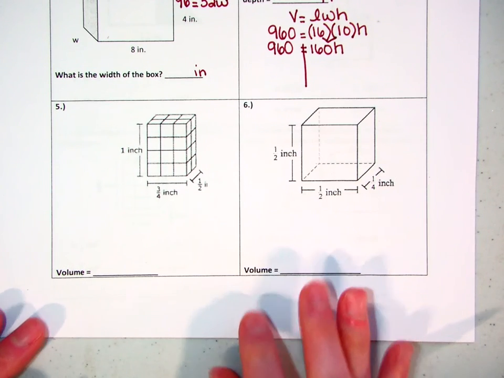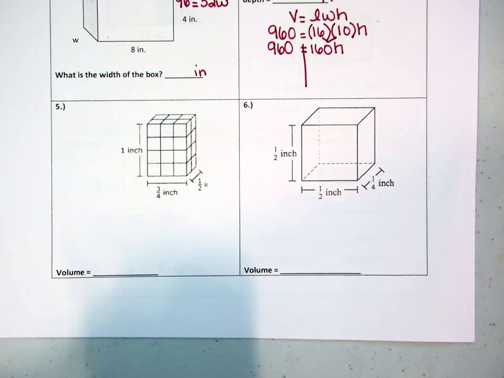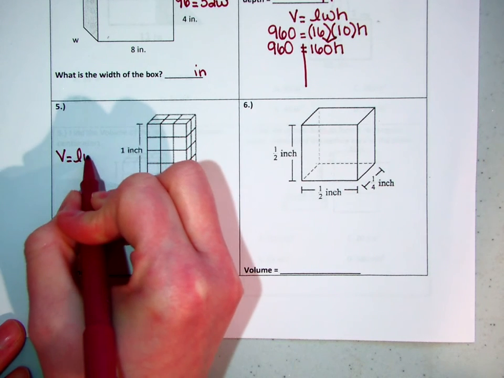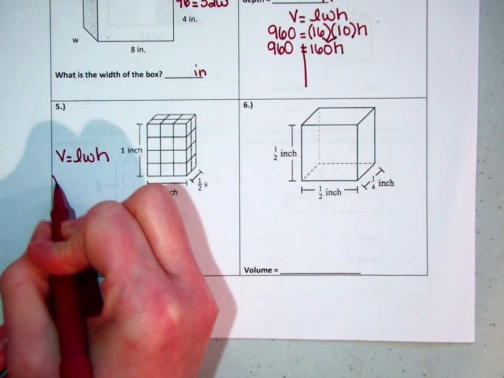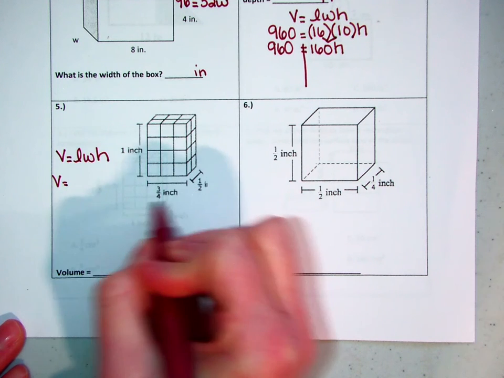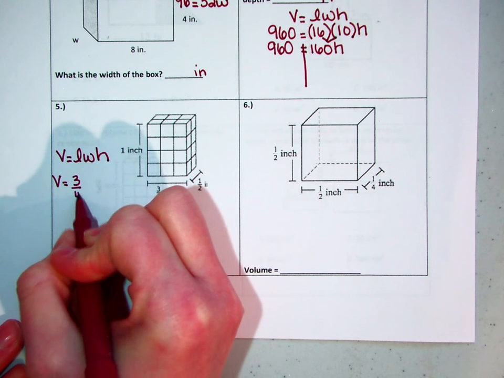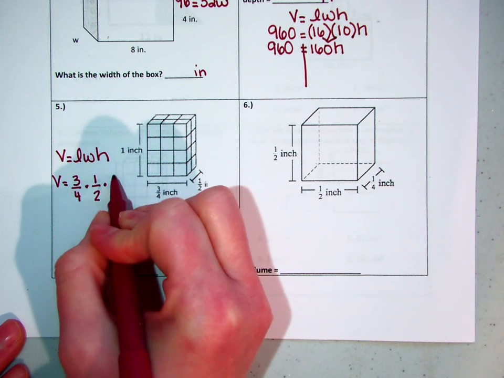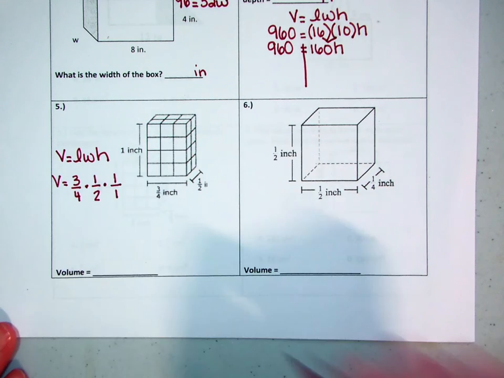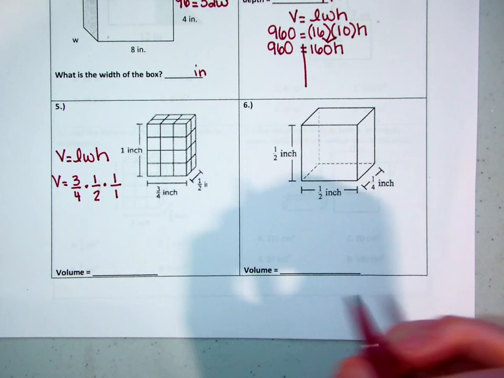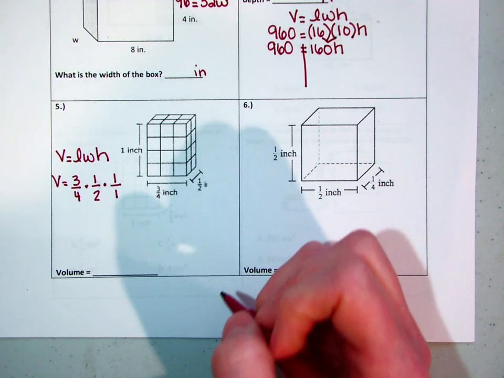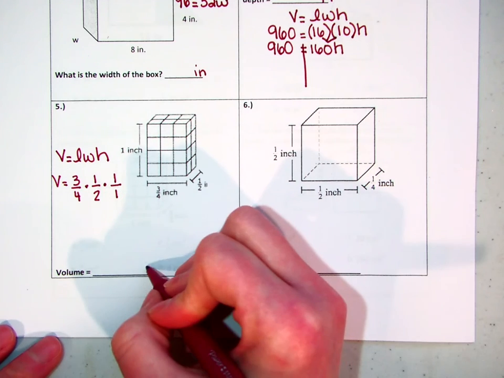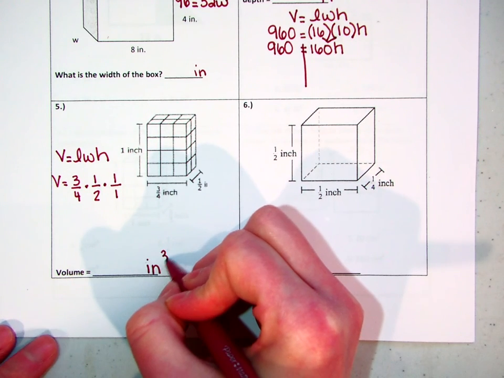Alright, number 5, you're finding the volume again. And we have fractions. So volume equals length times width times height. You're going to end up with, let's start with our fractions. 3/4 times 1/2 times 1. You can also put 1 over 1 if you want to help you out. Now you're going to multiply this across yourself. You should not have to simplify. You should just get a fraction that doesn't simplify as your answer, and it will be in inches cubed.